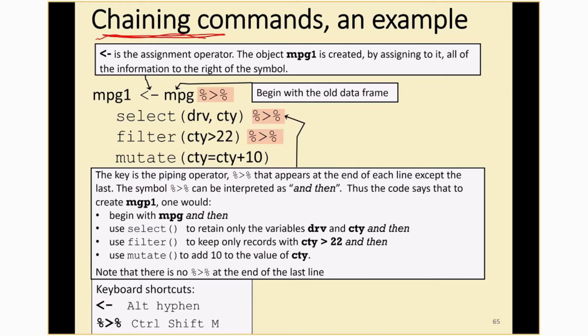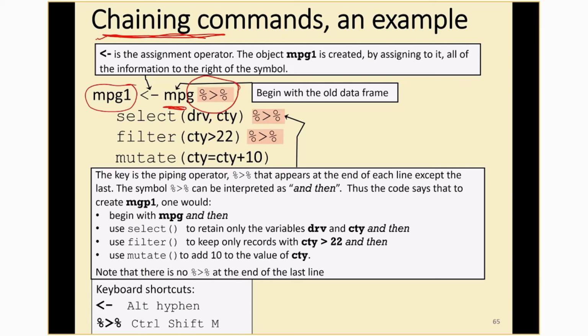So, my goal is to produce MPG1. And here you see the assignment operator. And what that means is, what's MPG1 going to consist of? It's going to be assigned everything that's to the right of this assignment operator. There's another way to think about this. An alternative way to think about this is that in order to create MPG1, I'm going to start with MPG, and then I'm going to do a bunch of stuff. And that's where this operator comes in.